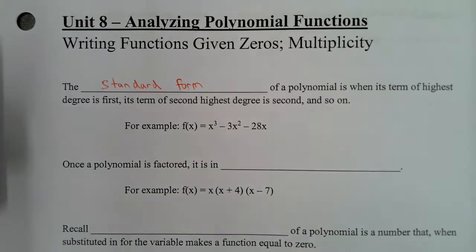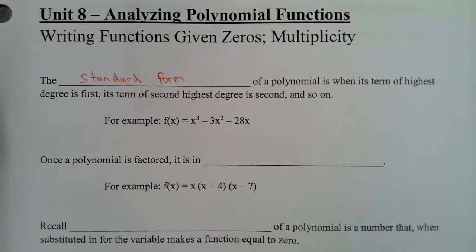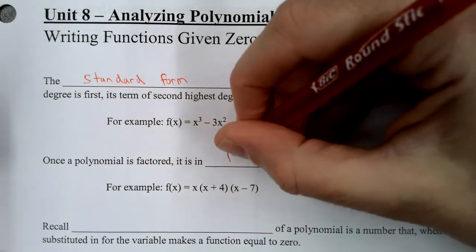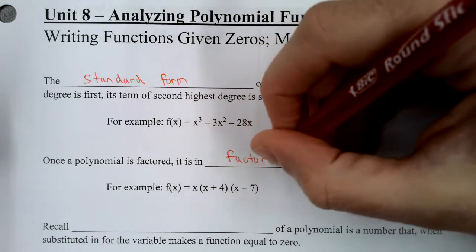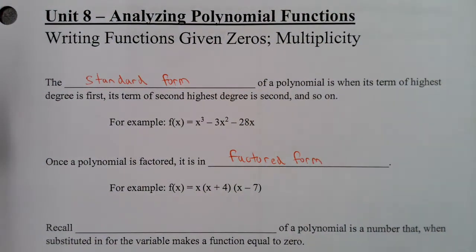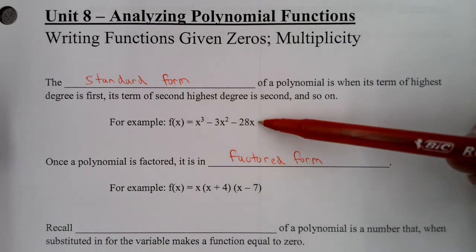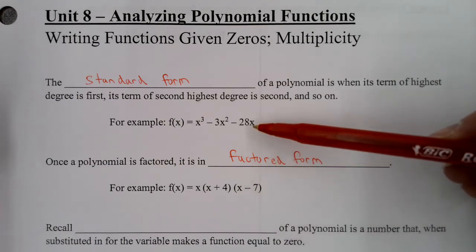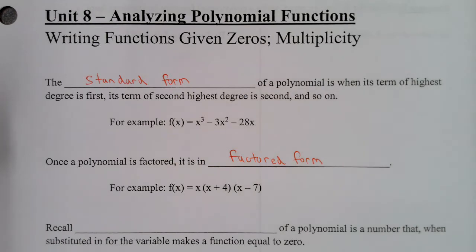Once a polynomial is factored, it is in what's called factored form. For example, f of x equals x times x plus 4 times x minus 7. That is factored form. These are actually the same. It's just that one is written in standard form and one is written in factored form.